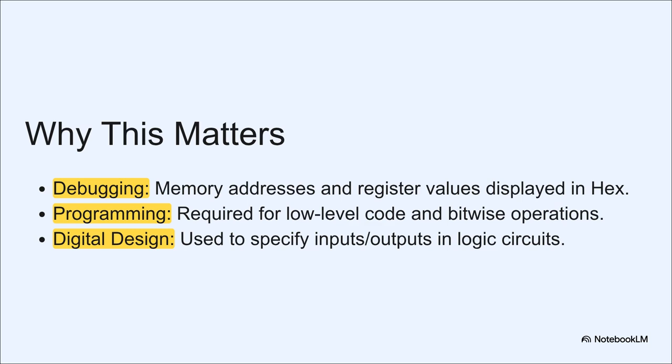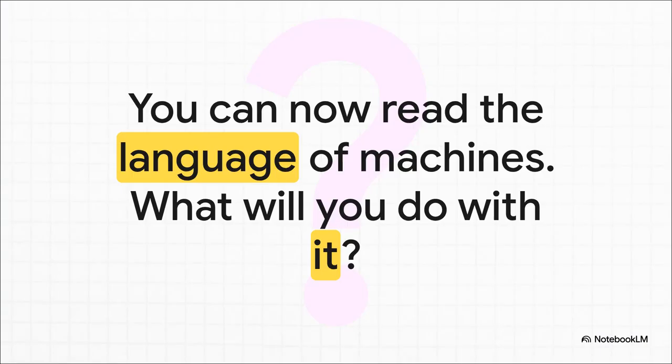And for the engineers who are designing the actual computer chips, this is the fundamental language they use to build our digital world. So, there you have it. What started out as a complete jumble of ones and zeros is now a structured set of languages that you know how to translate. You've basically been given the secret decoder ring for how information is stored at its most fundamental level. You can now read the language of machines. So the only question left is, what are you going to do with it?